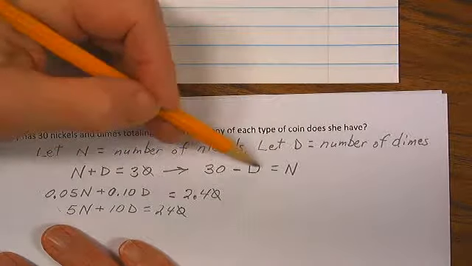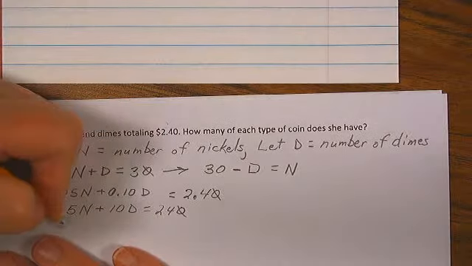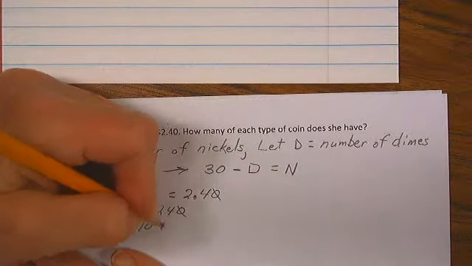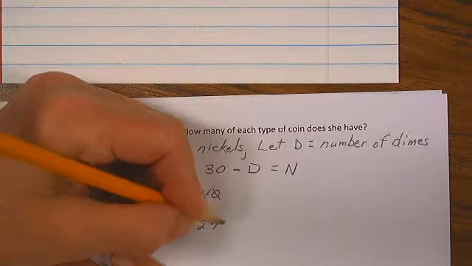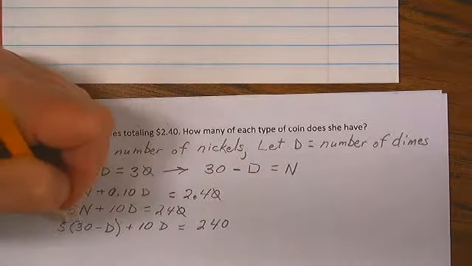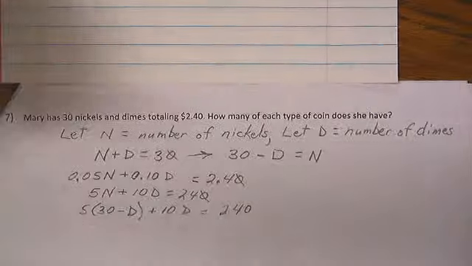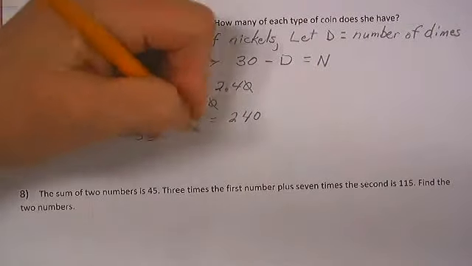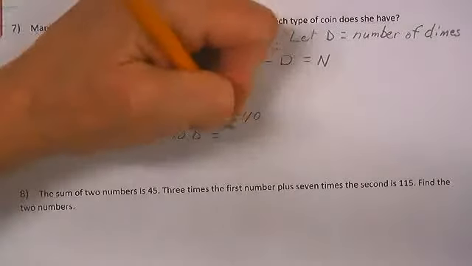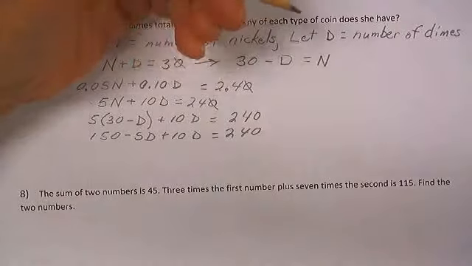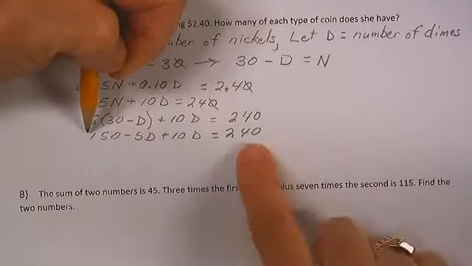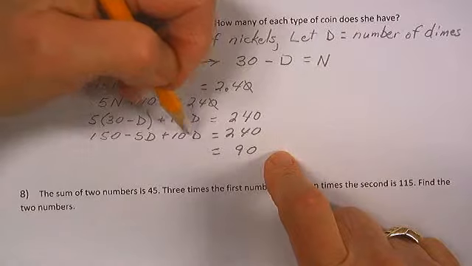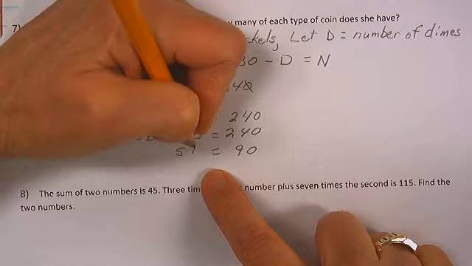So if n equals 30 minus d, then 5 times (30 minus d) plus 10d equals 240. We distribute the 5. 5 times 30 is 150, minus 5d, plus 10d equals 240. Now I subtract 150 from each side. That's going to give me 90. 10d minus 5d gives me 5d.